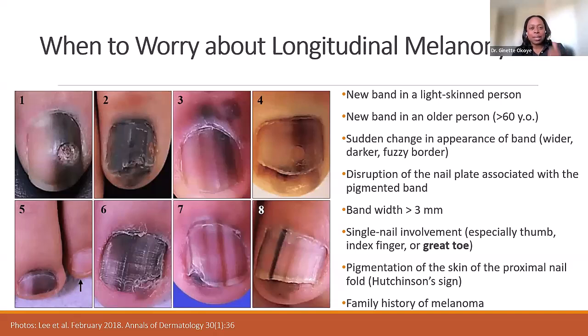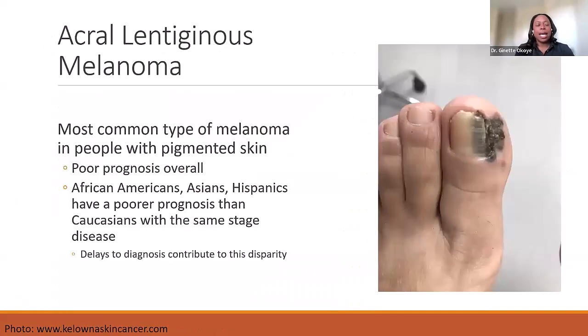And if only a single digit is involved, especially the thumb or the great toe. I highlighted the great toe because that is the most common location of melanoma in the nail. And of course, if they have a family history or a personal history of melanoma otherwise, then we know that they're at risk in general. And melanoma on the nail and the foot, it's a very specific type of melanoma. It's called acral lentiginous melanoma.